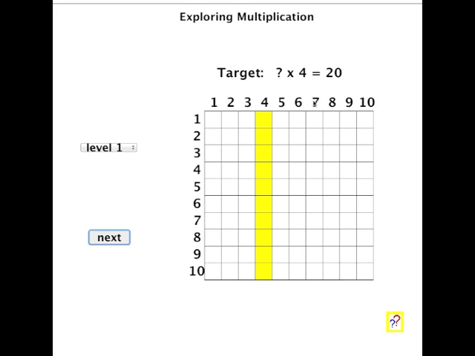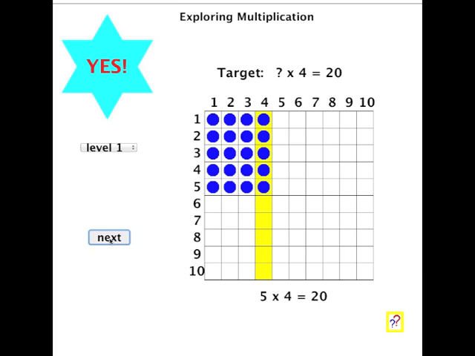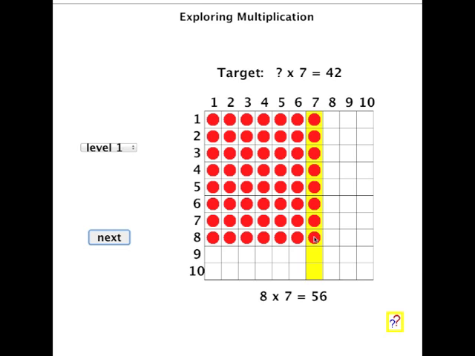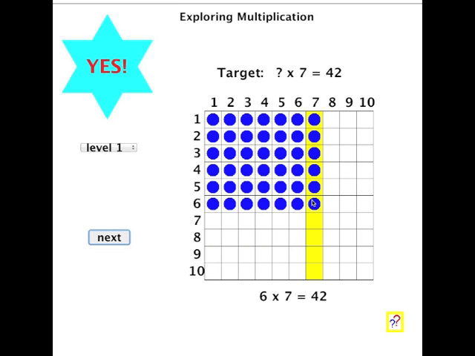What times 4 gives 20? Again, I think that's 5, and that's correct. What times 10 gives 70? Should be 7. What times 7 gives 42? I might guess 8, and that's not correct because 56 is the answer. It's quite a lot too big. I'll go down to 6, and that's the correct answer.